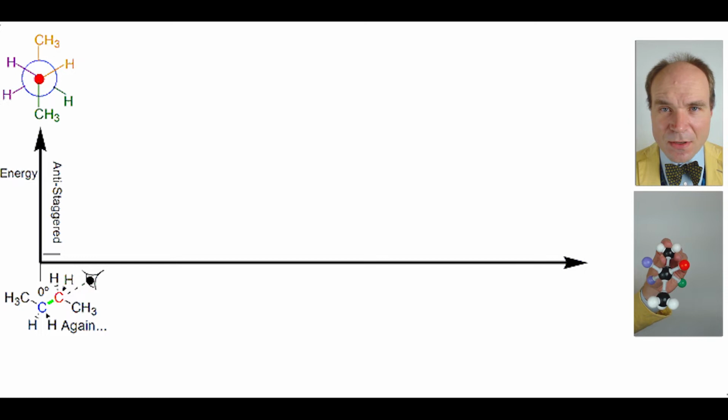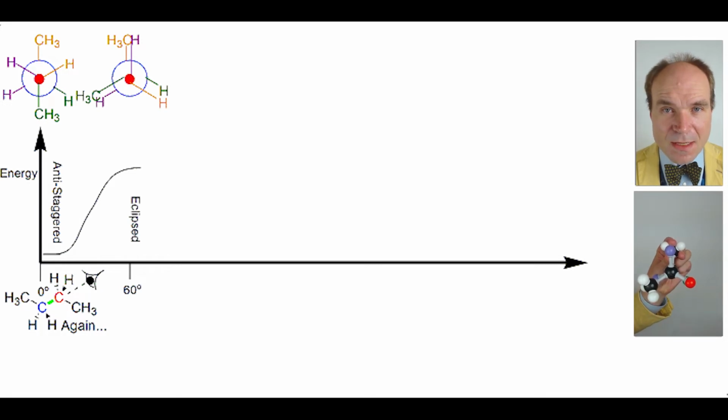Let's rotate the bond by 60 degrees. What do we get? Well, we now have an eclipsed conformation. Each methyl group eclipses a hydrogen. And this is the second highest conformation in terms of energy.